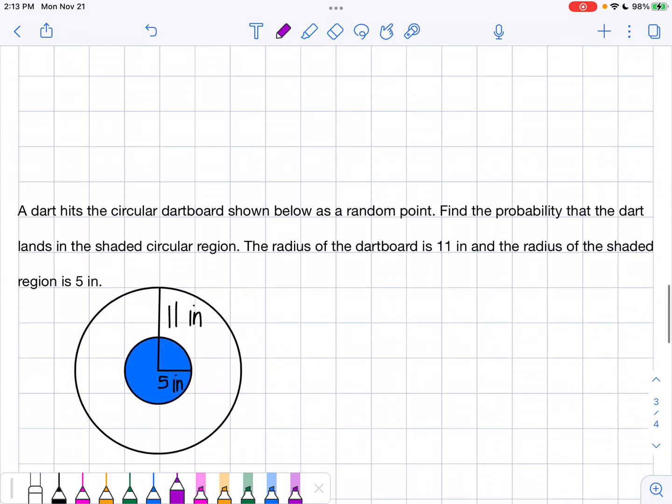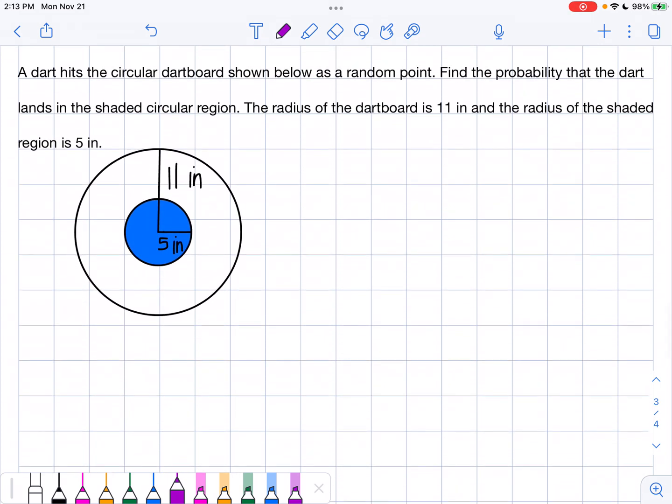Okay, let's try one more. So a dart hits the circular board shown below as a random point. So I'm throwing darts again. Find the probability that the dart lands in the shaded circular region. So now I want it to land in the circle, not in a square. So I want the area that it hits the blue. I shaded it blue. So I want the area of the blue circle. Okay, so where do I want it to land? I want it to land in the blue circle.